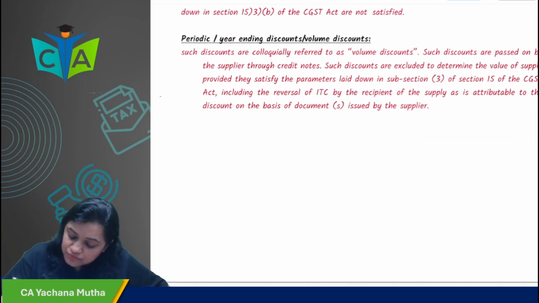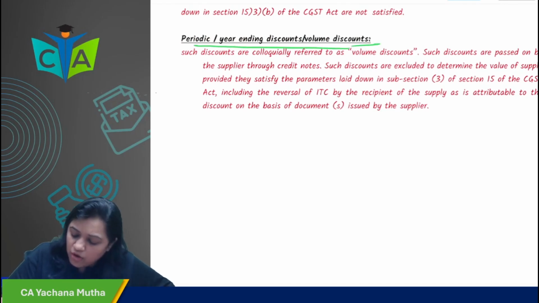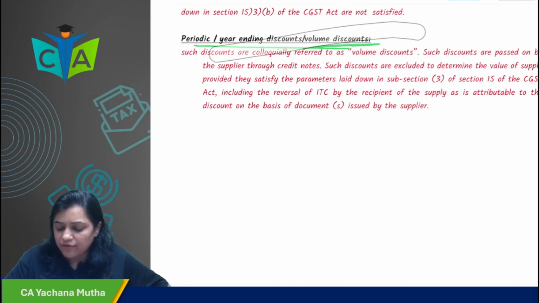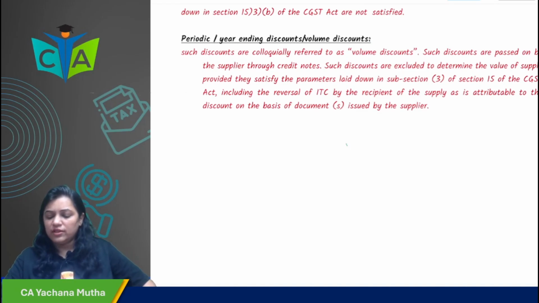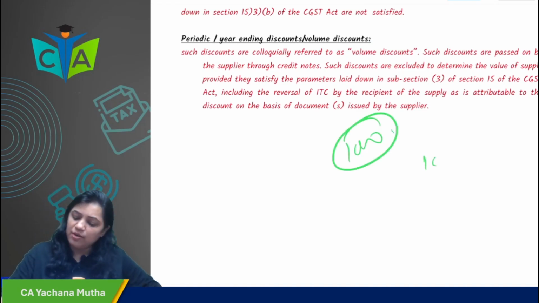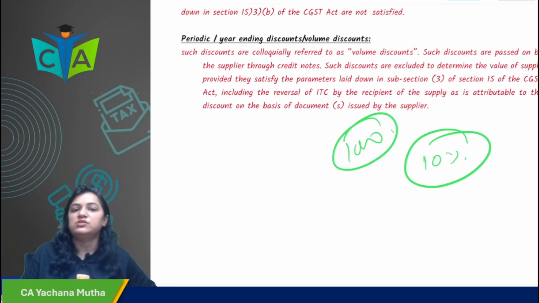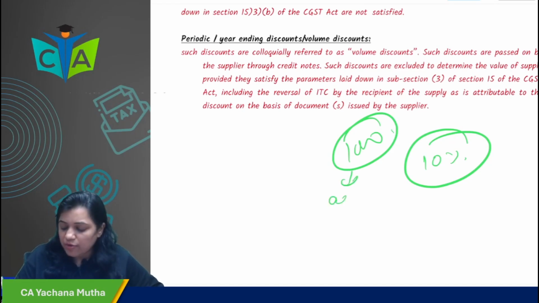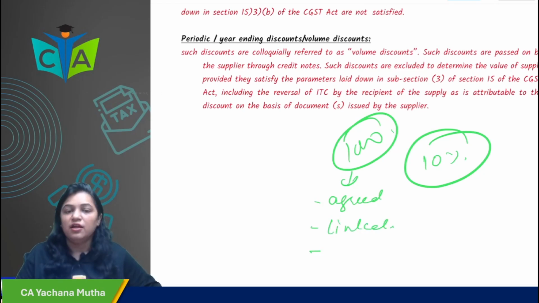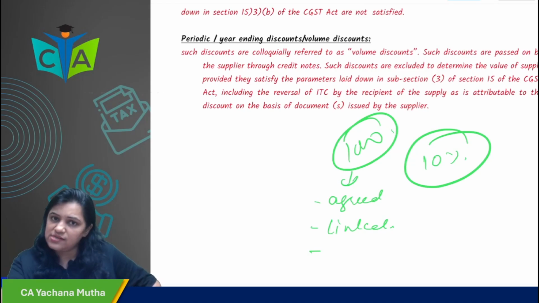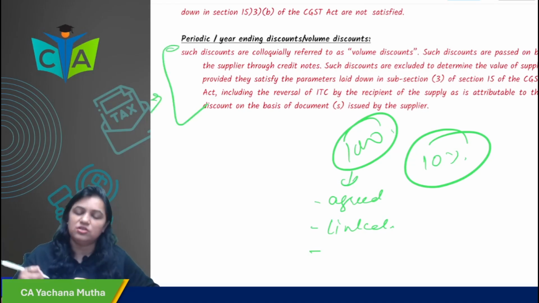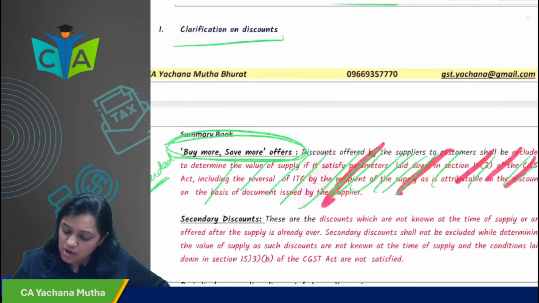And then last, periodic or year-end discount, volume discount. For example, I have told you that you sell 1000 units of my product and then I'll give you 10% on all the invoices, starting from the year. So the terms are agreed before. It will be linked to the relevant invoices, and provided the other person reverses the ITC, this will be allowed as deduction. Okay. So I hope it is clear.